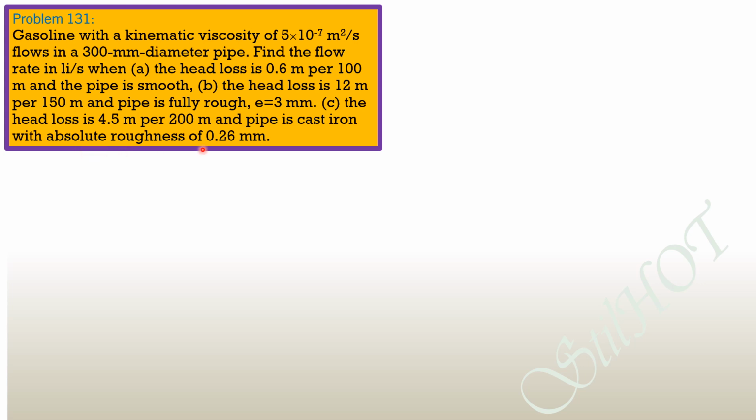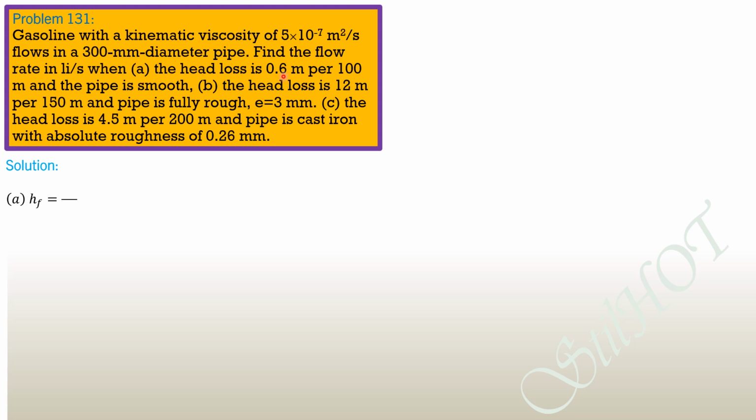For our solution, let's use the formula by Darcy-Weisbach. So we need the friction factor here. For part A, the pipe is smooth. So the Colebrook equation for smooth pipe is 1 over square root of F equals 2 times log of quantity R sub E, Reynolds number, square root of F divided by 2.51. Then we set up head loss by the Darcy-Weisbach formula, which is FL over D times velocity head.